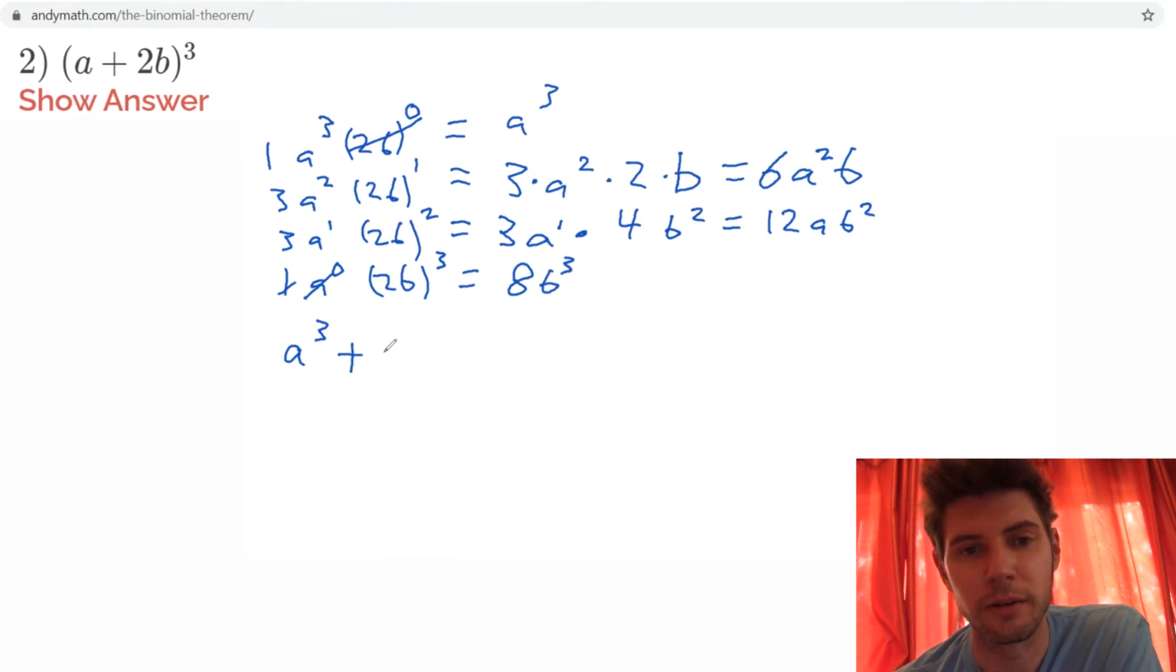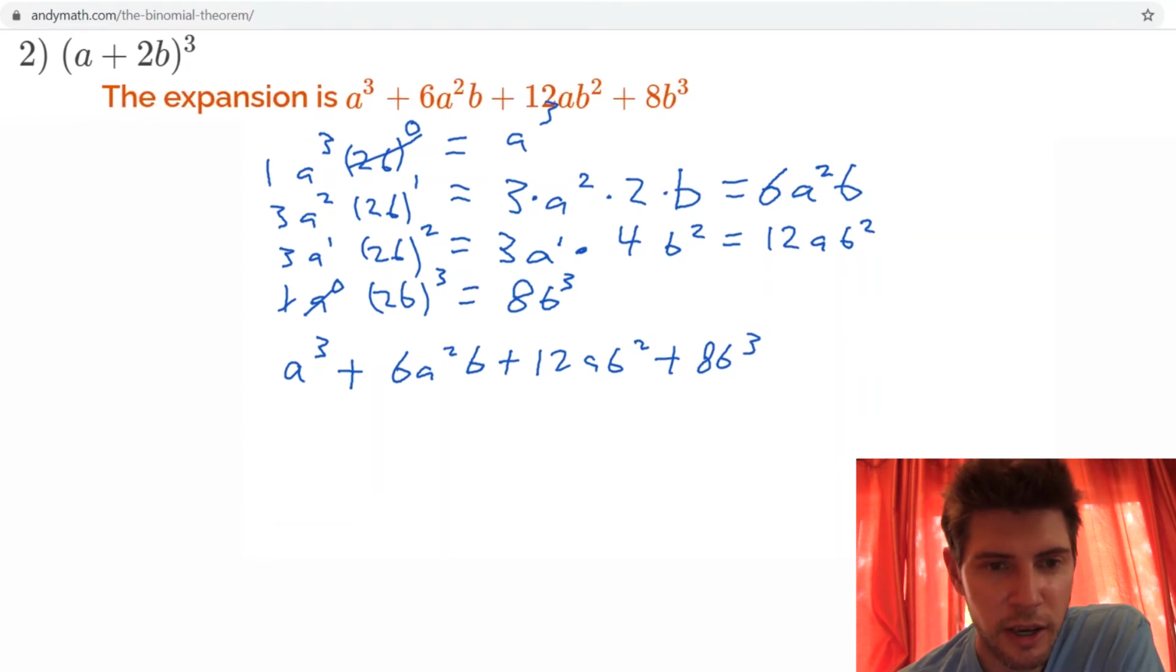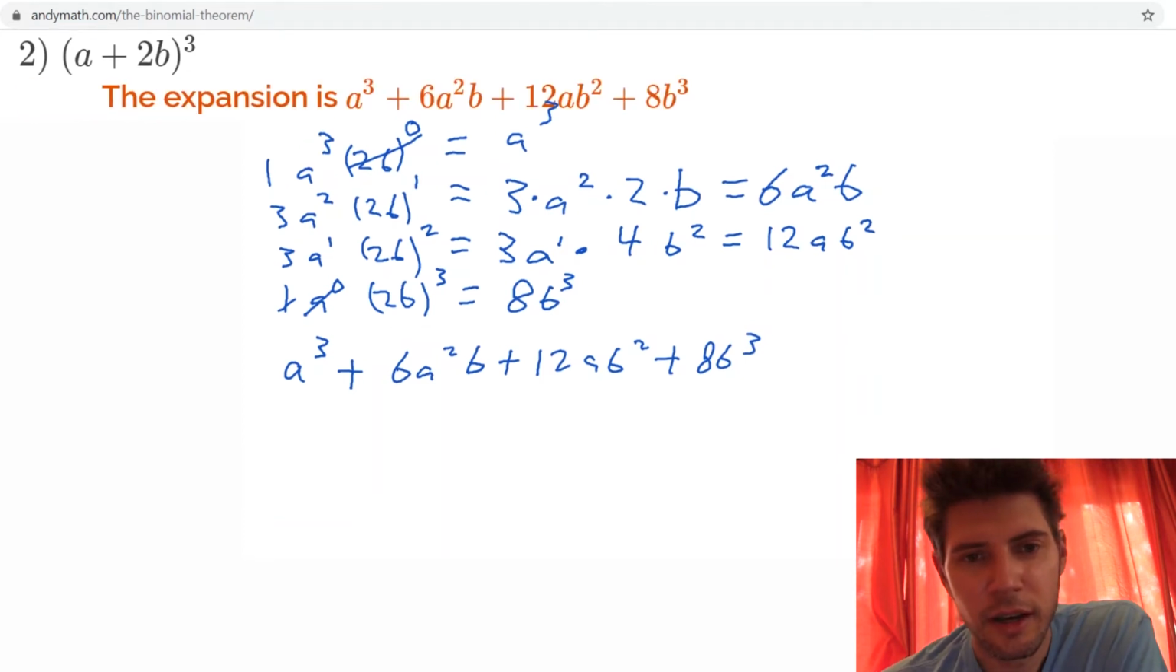So we can just write them down. a cubed plus 6a squared b plus 12ab squared plus 8b cubed. And this should be the answer. A cubed plus 6a squared b, and it is the answer.